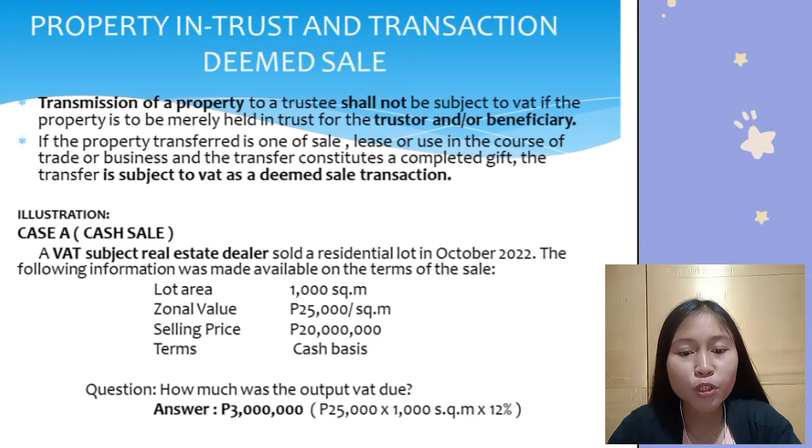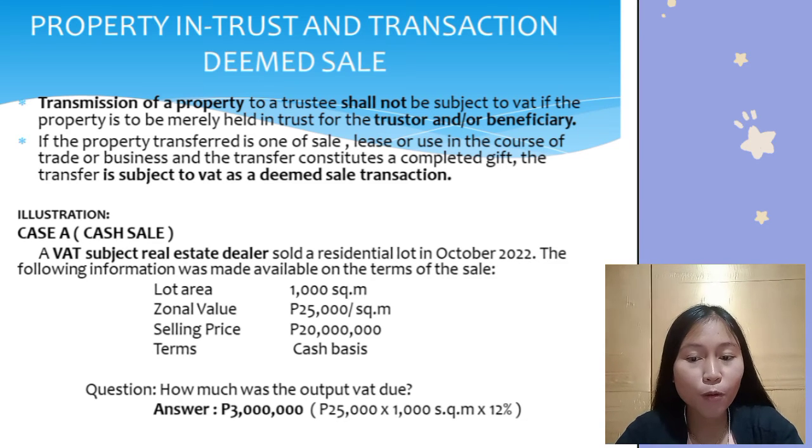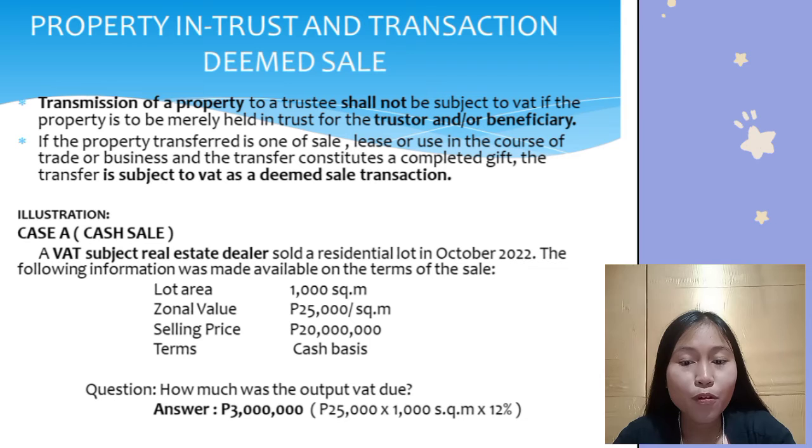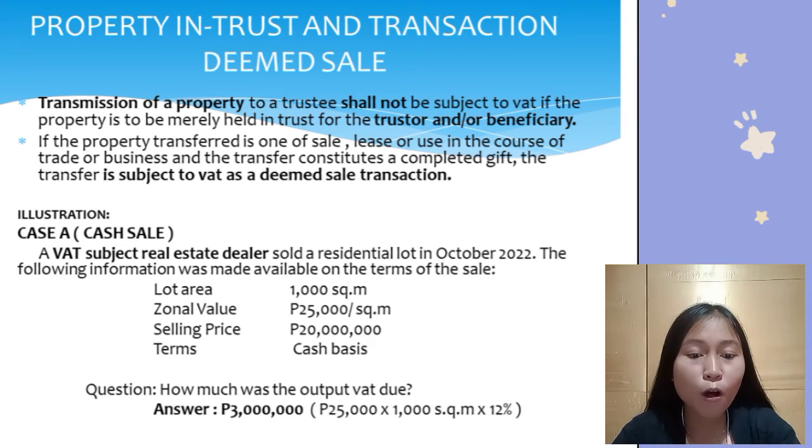So in this topic, transmission of property to a trustee shall not be subject to VAT if the property is temporarily held in trust for the trustor and or beneficiary. So if you are going to encounter a situation where there is a transmission of property to a trustee for the trustor or beneficiary, that is not subject to VAT. However, if the property transferred is one of sale, lease or use in the course of trade or business, and the transfer constitutes an inclusion of gift, the transfer is subject to VAT as a sale transaction. Okay, so we have the illustrations, examples of a problem.